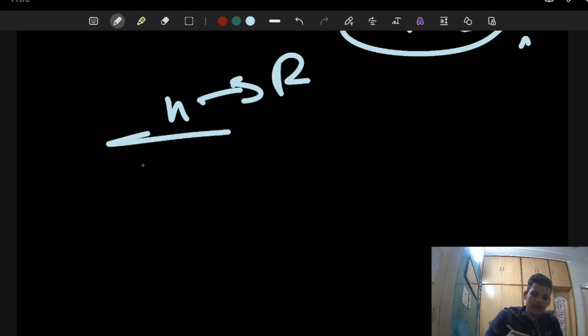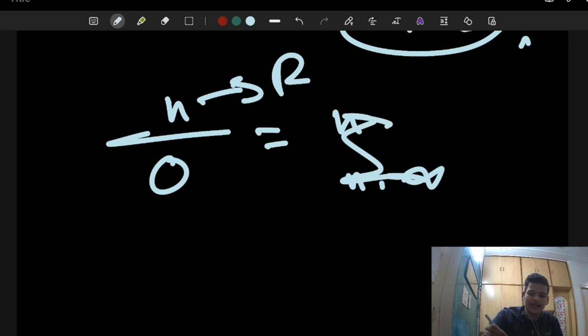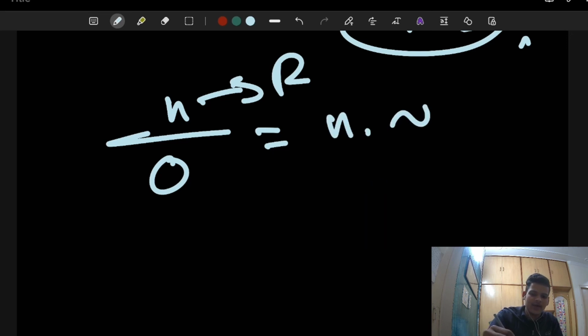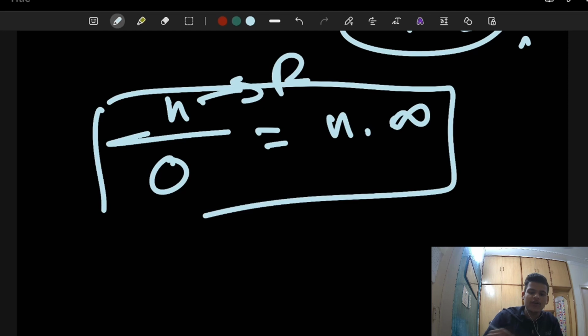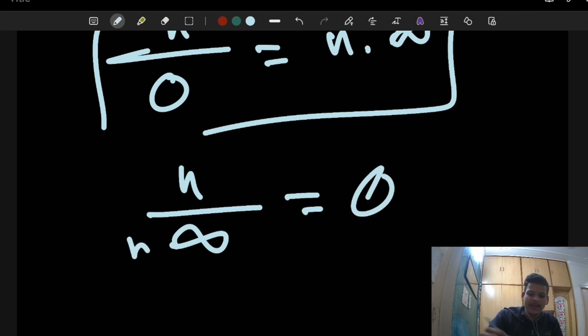Also, a couple of new formulas that I've derived from this: n, any real number, n upon 0 is equal to n infinity, where n infinity is n times infinity, right? This is not divide, okay? Let me just rub all this. This is basically n into infinity. This is one equation, and the other equation is that n upon infinity, upon n infinity is equal to 0. N into infinity is equal to 0.